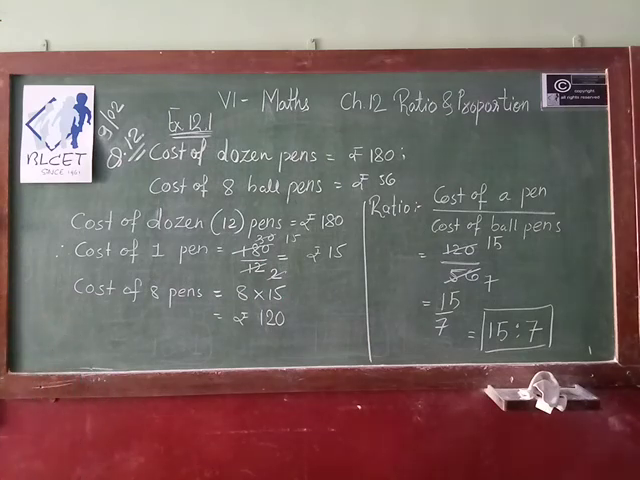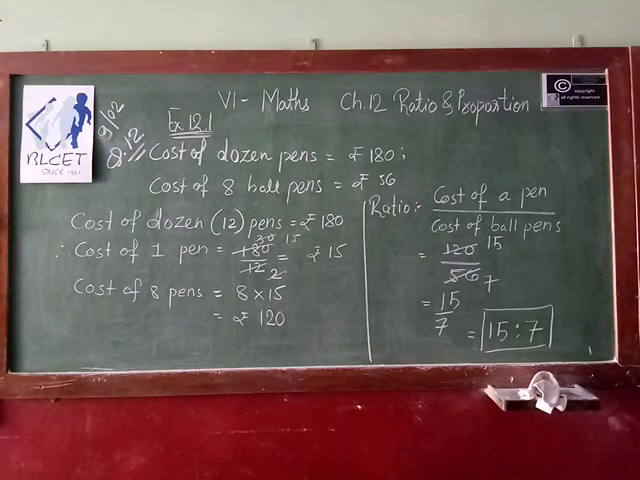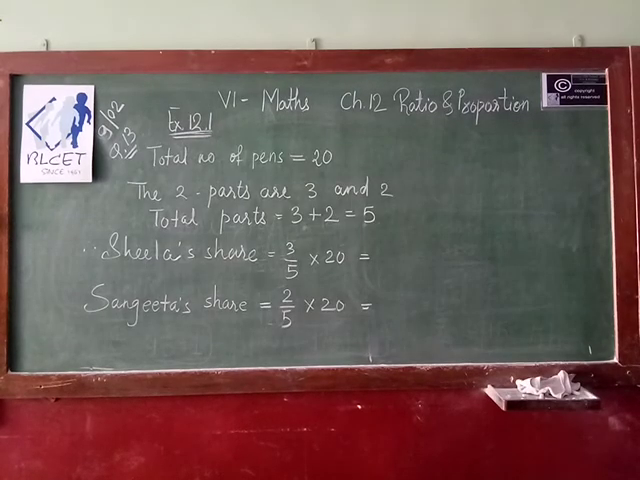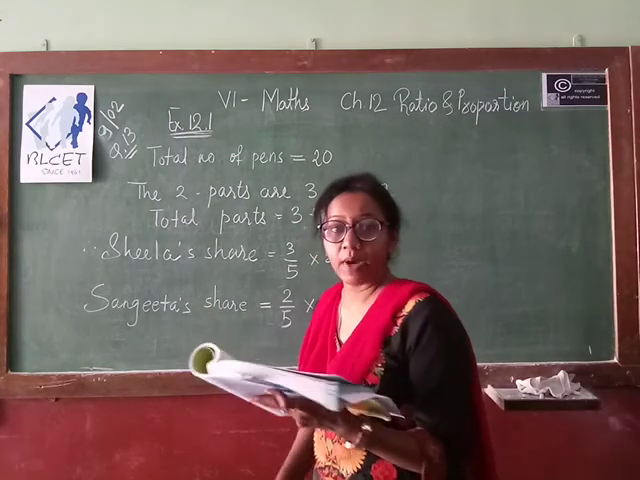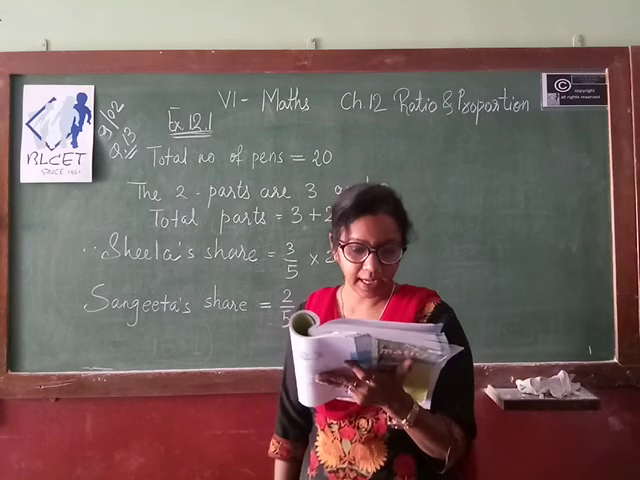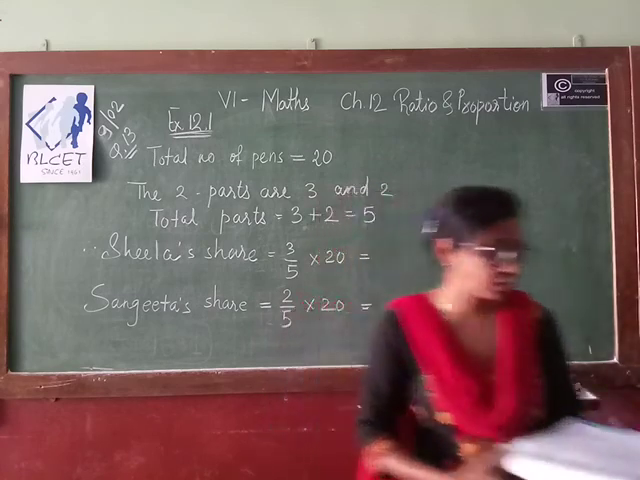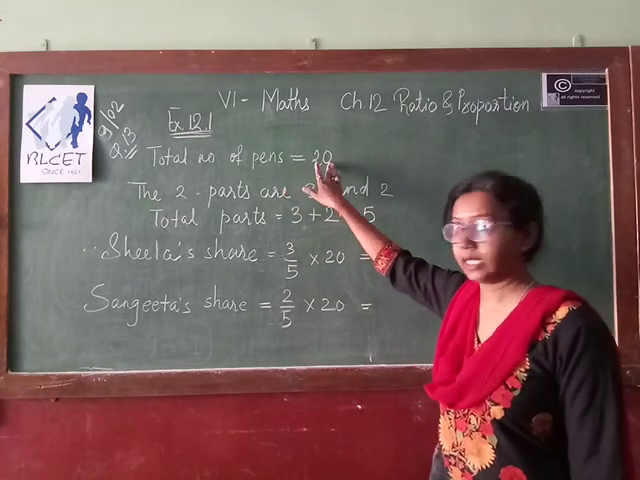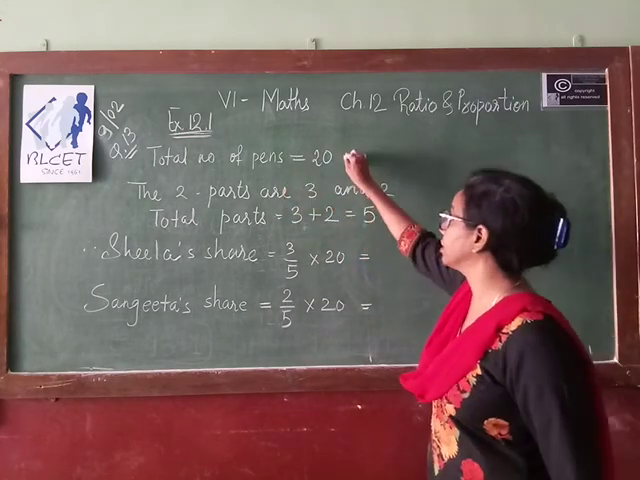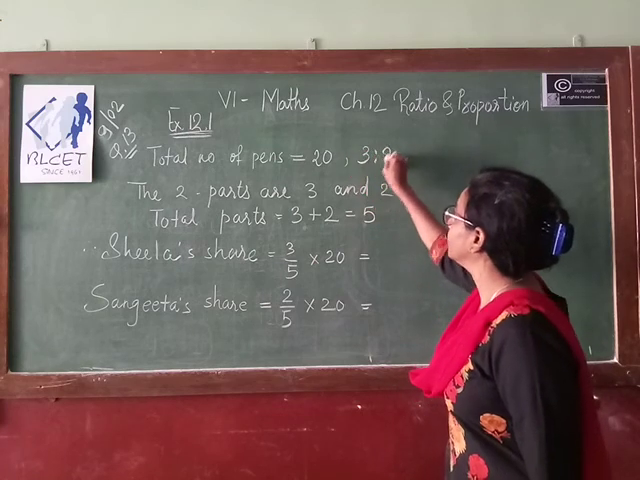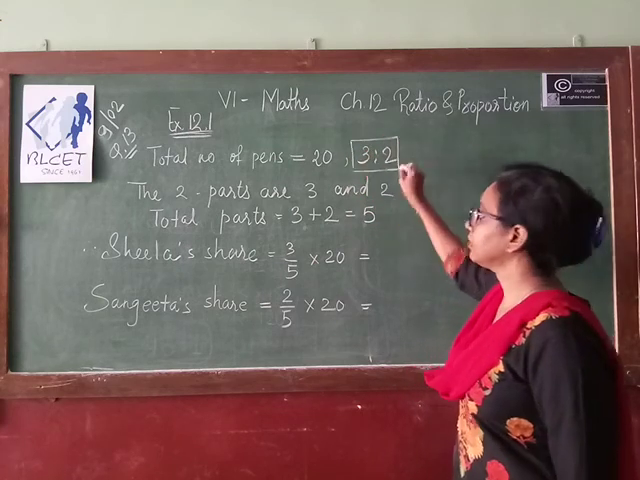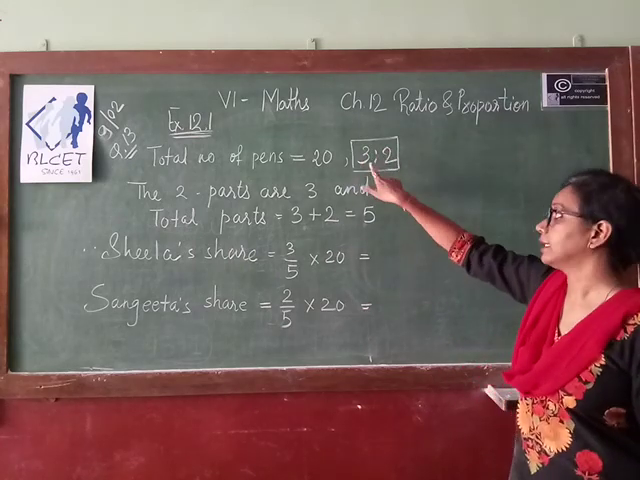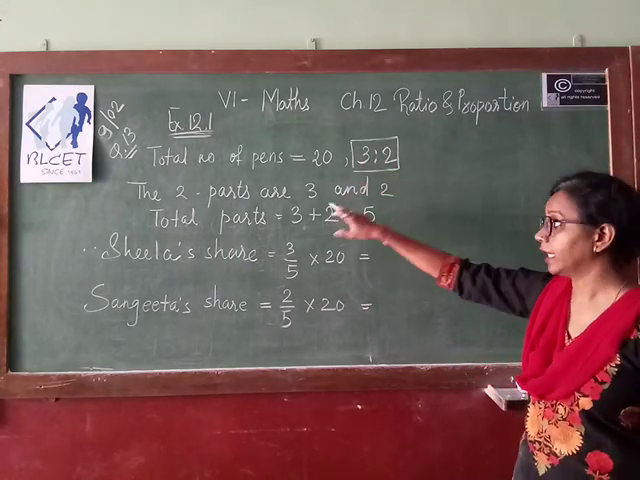Move on to the next question, question number 13. The question is, divide 20 pens between Sheila and Sangeeta in the ratio of 3:2. So total number of pens is 20 and the ratio given for the sharing is 3:2. So there are two parts, one part is 3 and another part is 2.